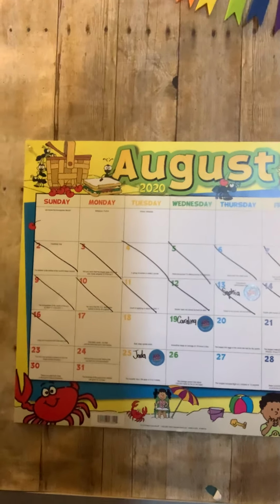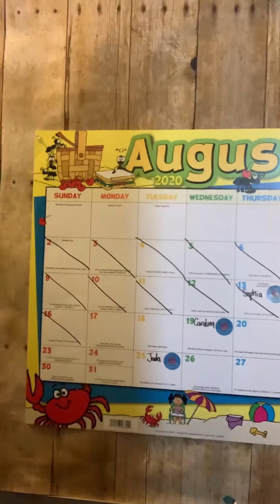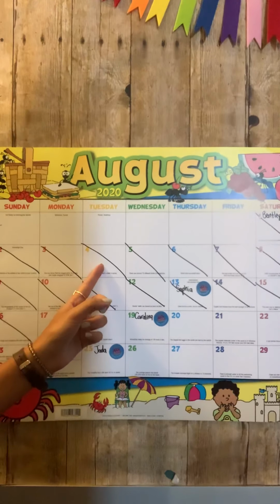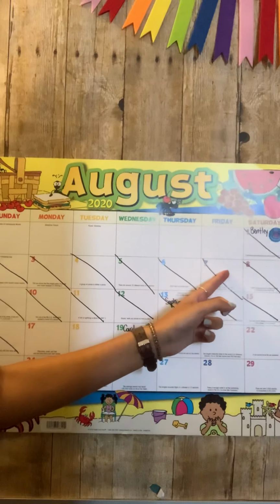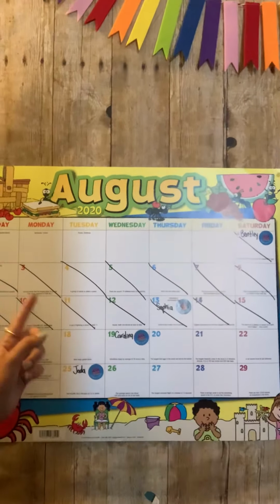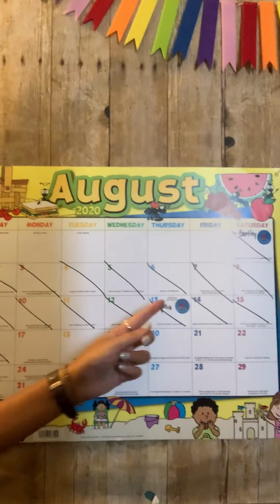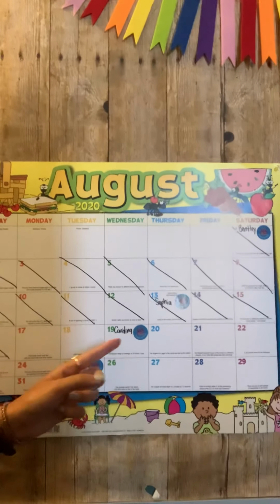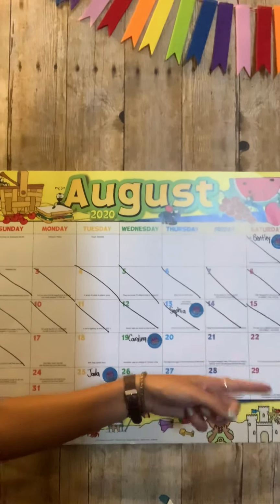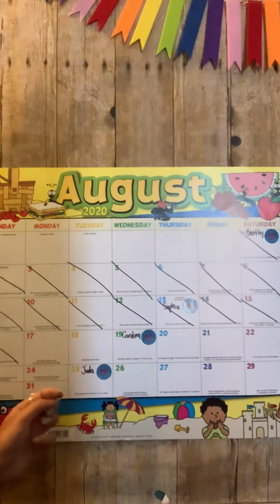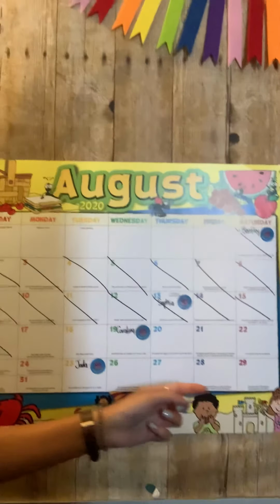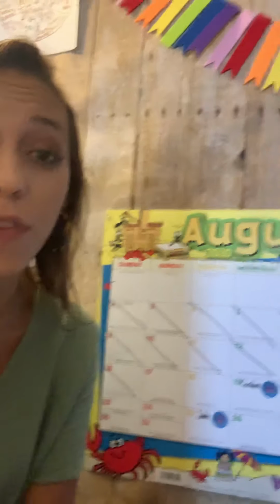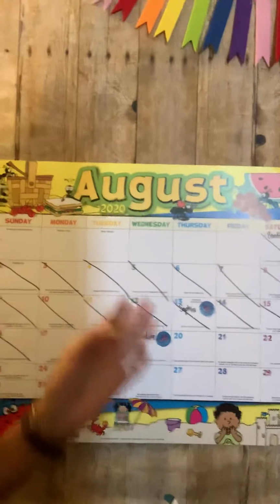Now, let's count how many days are in August all together. So today we're on the 17th. Let's count how many days there are total. Count with me. 1, 2, 3, 4, 5, 6, 7, 8, 9, 10, 11, 12, 13, 14, 15, 16, 17, 18, 19, 20, 21, 22, 23, 24, 25, 26, 27, 28, 29, 30, 31. So there are 31 days in our month of August. So that's just a little bit of a review of our calendar.